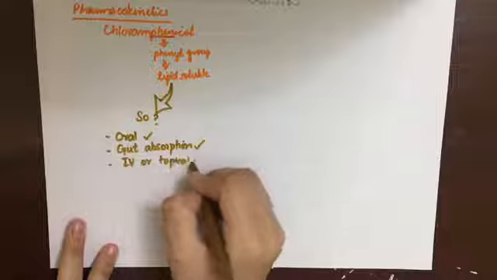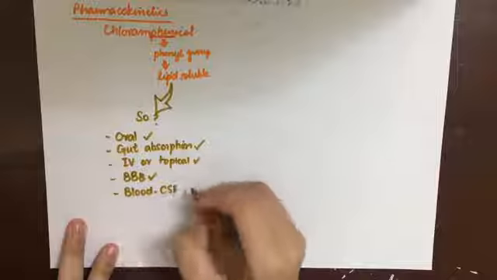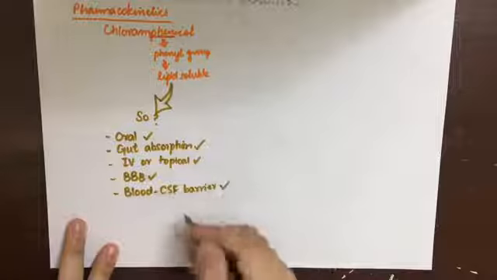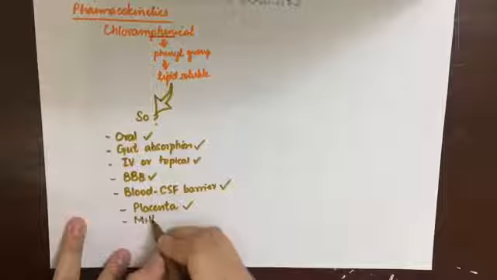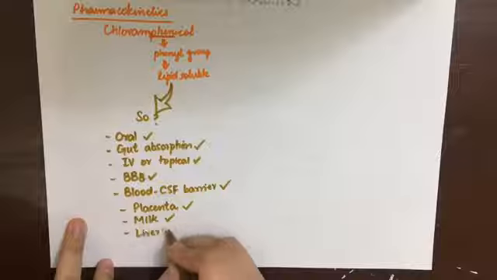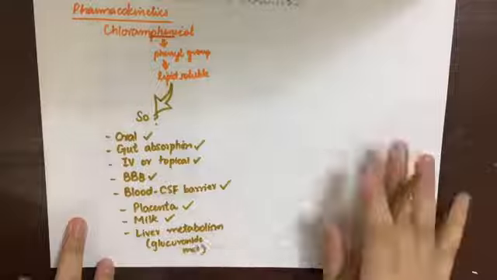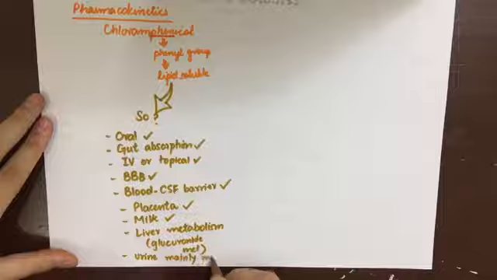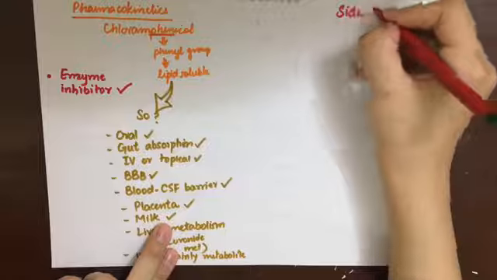It crosses blood-brain barrier, also blood CSF barrier, placenta. It is also secreted in the milk, and its metabolism is in the liver, where it is conjugated with glucuronide and then excreted in the urine. Now, one thing to remember is that it is an enzyme inhibitor as well, so it will have drug interactions by increasing plasma concentration of warfarin, phenytoin, rifabutin, etc.